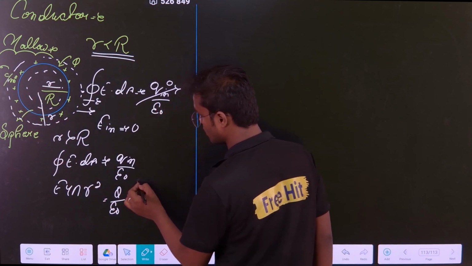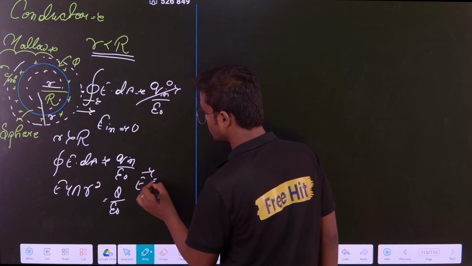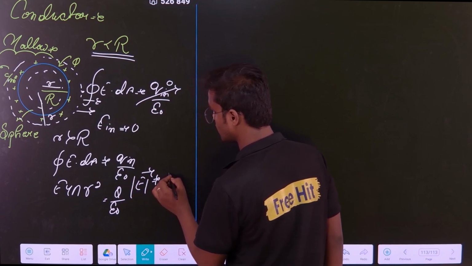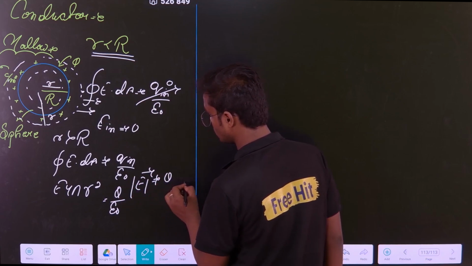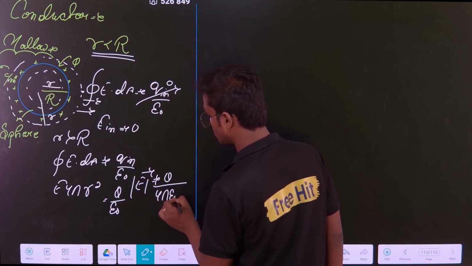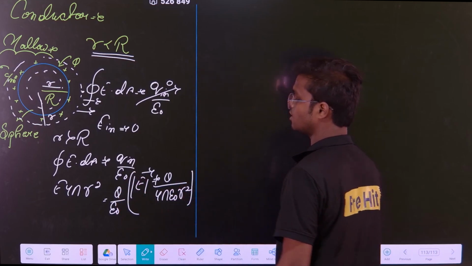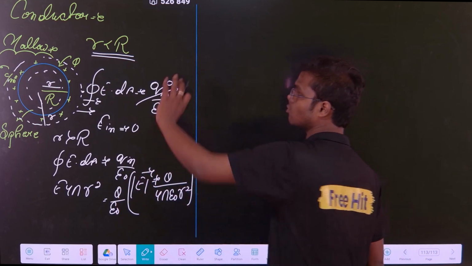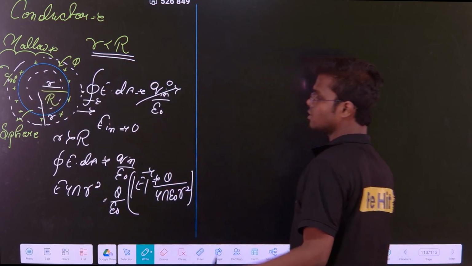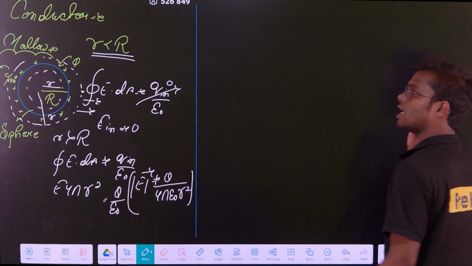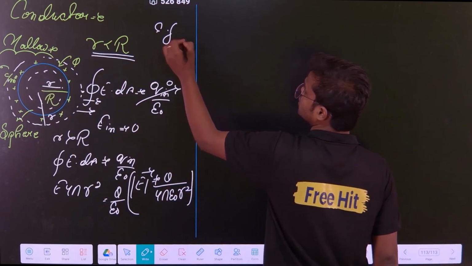So from here, how much electric field will you get? That is q upon 4 pi epsilon naught into r square, correct? If you see, this is the electric field due to a point charge. So basically this whole charge will go into the center. So that is our first thing, the electric field, our first derivation.